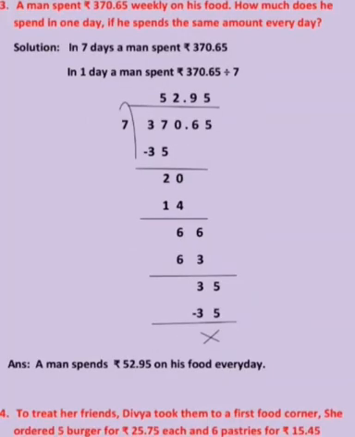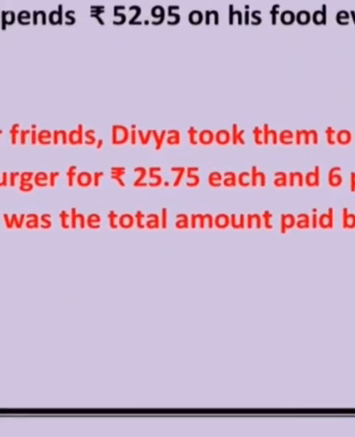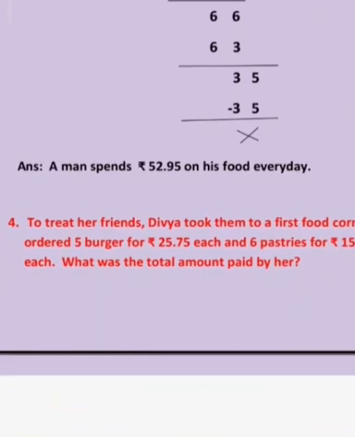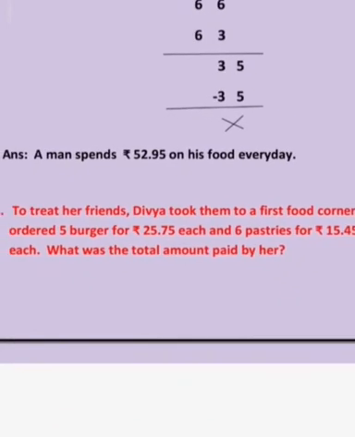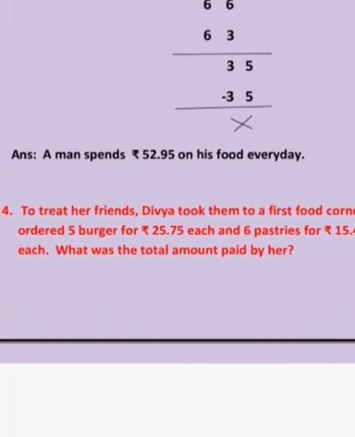Next sum is in front of you. To treat her friends, Divya took them to a fast food corner and ordered 5 burgers for rupees 25.75 each and 6 pastries for rupees 15.45 each. What was the total amount paid by her?